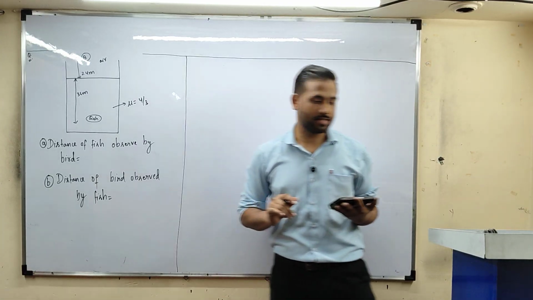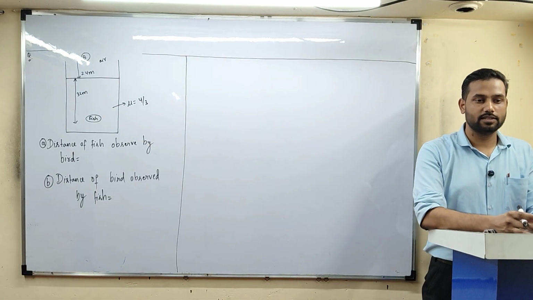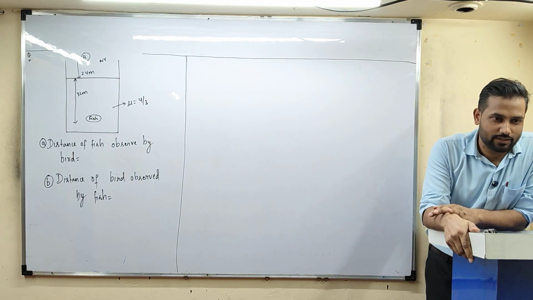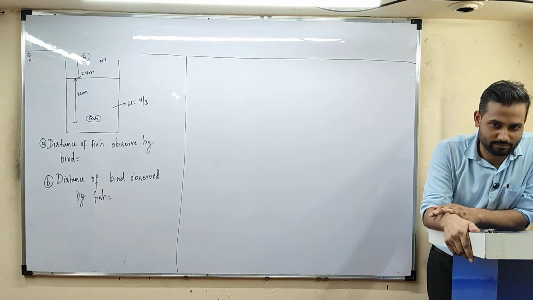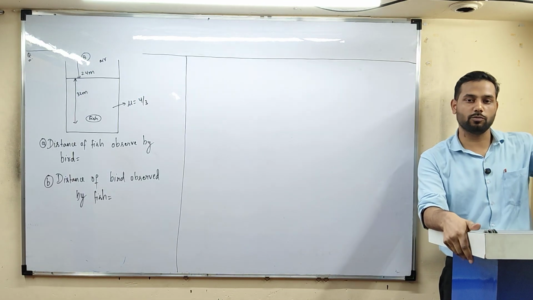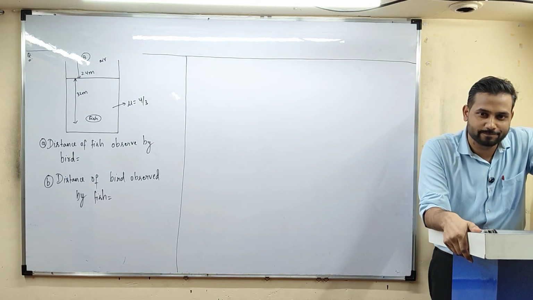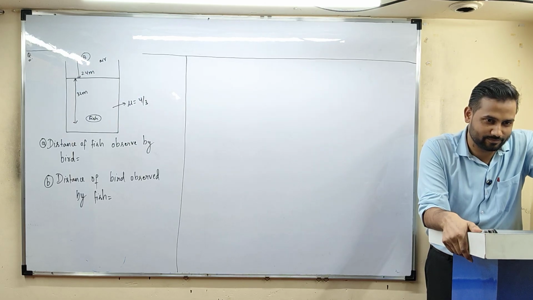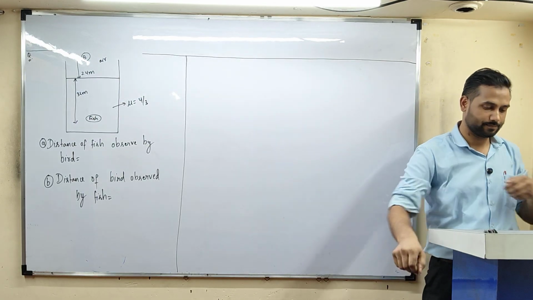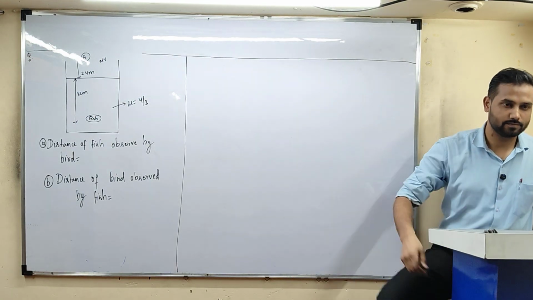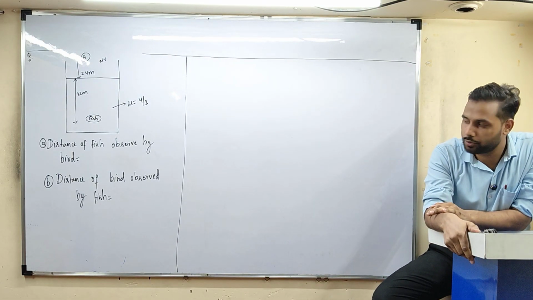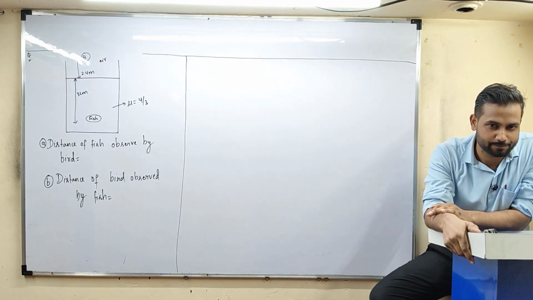Try to implement yesterday's lecture formula for this bird fish problem. You can solve them. Try to solve as fast as you can. Think which formula you have to apply in this particular question. In the first question, the observer is bird. In the other question, the observer is fish.